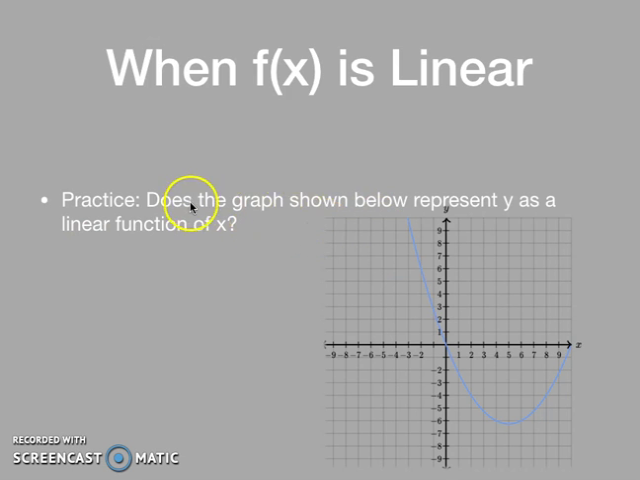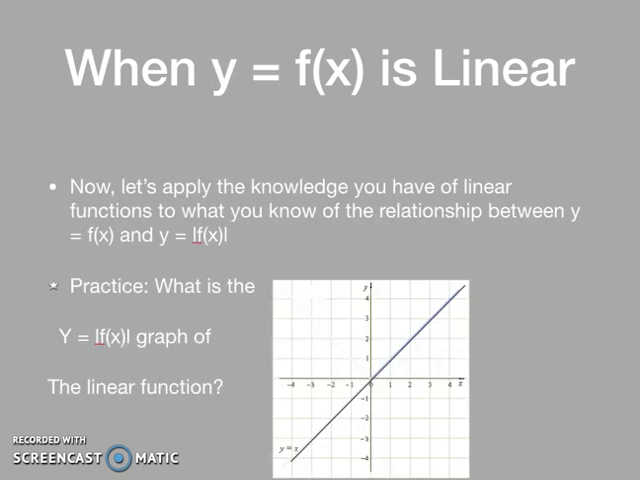So let's practice on this. Does the graph shown below represent y as a linear function of x? This is an easy one because we can already tell that this is not a line. This is kind of half of a parabola, maybe with restrictions on its domain. So this is not linear because you can tell by the shape, and you could possibly go further to say that the domain and range values, as we already know, are not in constant growth.